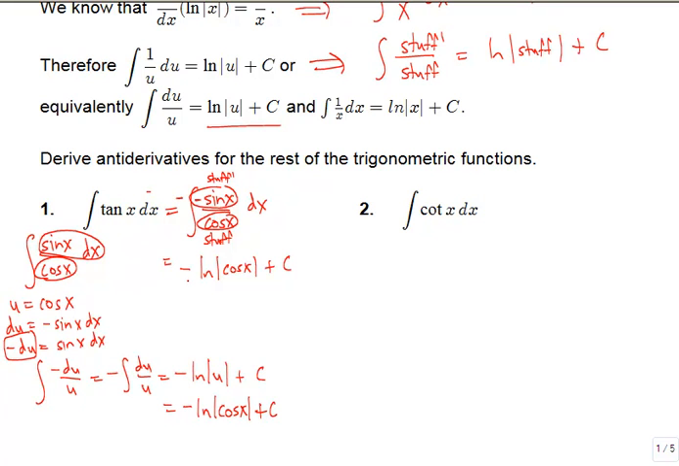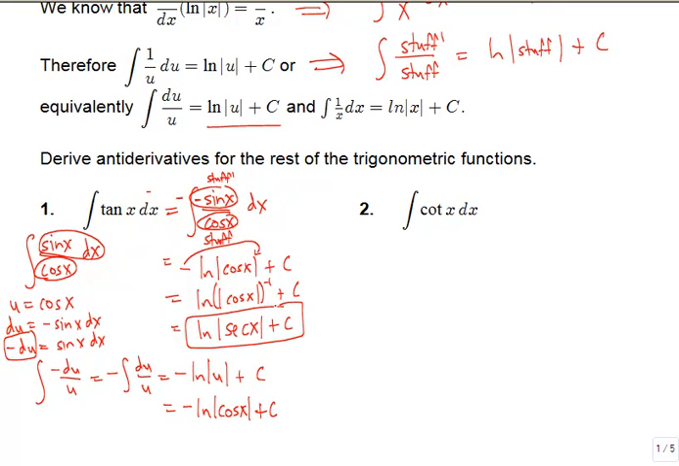So if you think about properties of logs, remember that coefficients out front can become powers up top here. So this is the same as ln of cosine of x raised to the negative 1. What happens when you flip over cosine? Because that's what a negative 1 power does. 1 over cosine is secant. So this is ln of the secant of x plus c.